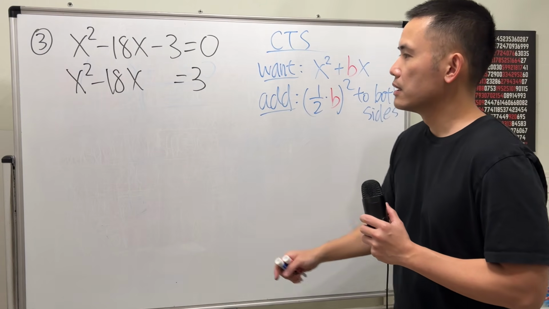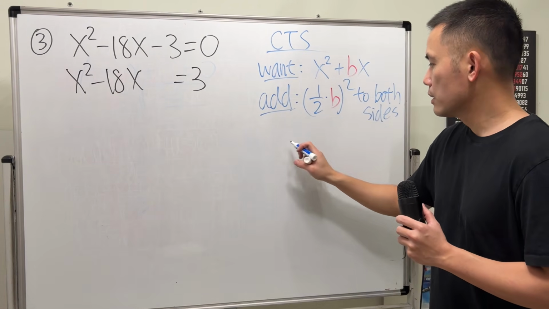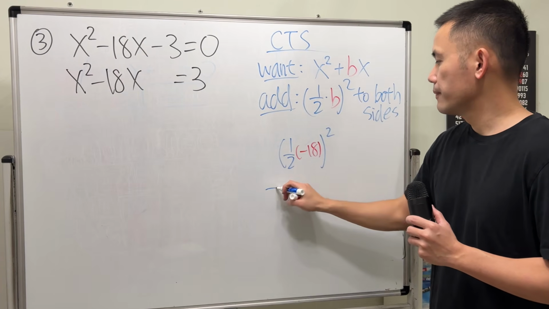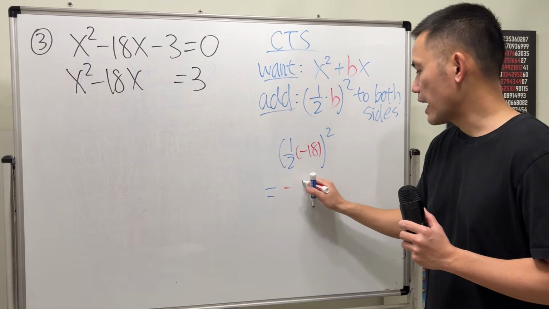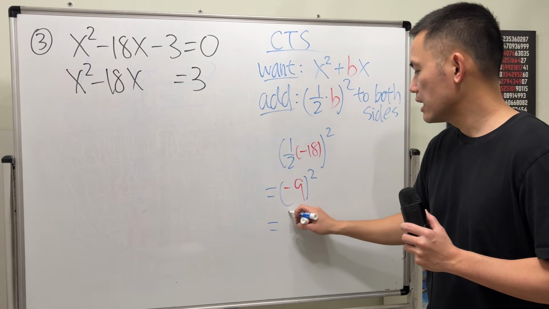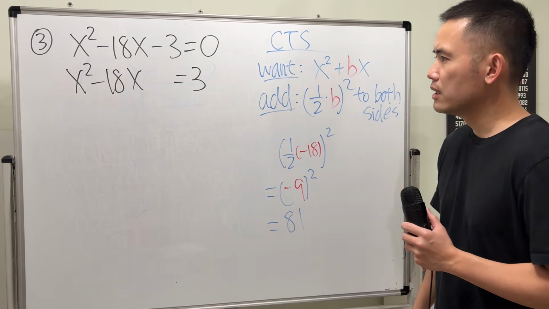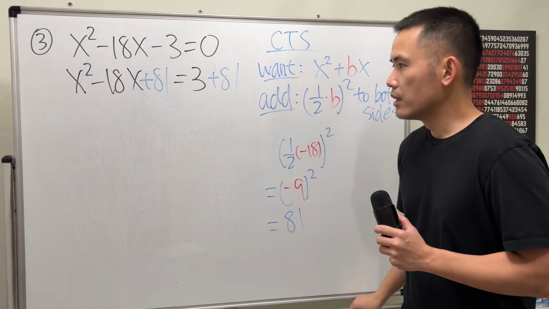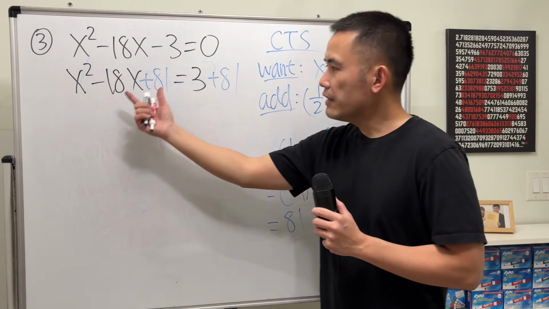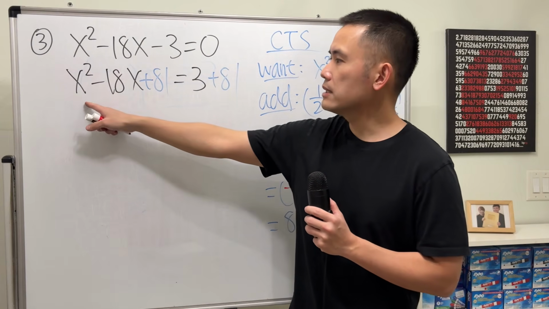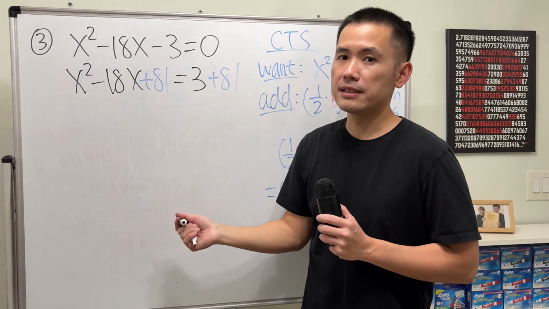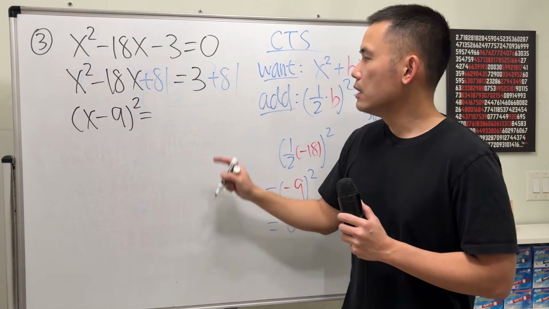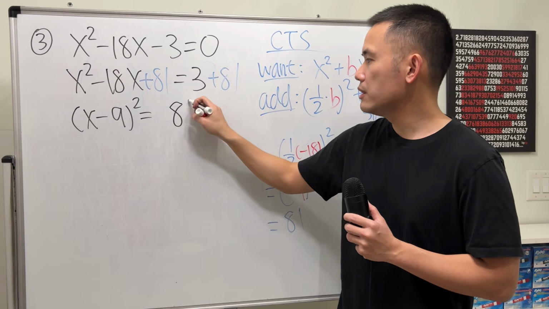Let's see what that is. Here is the b, which is negative 18. 1/2 times negative 18. Square that. Half of negative 18 is negative 9. Square that, we get 81, positive 81. So go ahead and add 81 here and do the same here. So once you have done that, the left-hand side becomes factorable. Try it, you will get x minus 9 times x minus 9, which will give us x minus 9 squared. And then for the right-hand side, just add them up, which is 84.